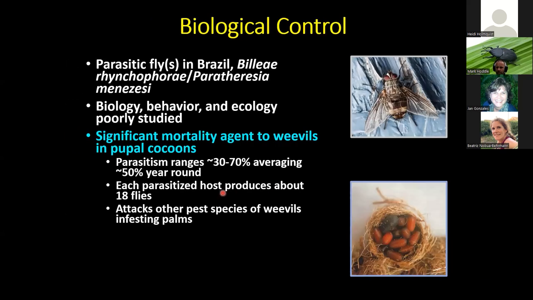Biological control is an option, and this is something we were very excited about. There's a parasitic fly in Brazil that can kill up to 50% of these palm weevil larvae each year. Parasitism ranges from about 30 to 70%, depending on the time of year. The fly larvae get into these pupal cases. They feed on the prepupa and the pupa, and you can get up to 18 flies coming out of one South American palm weevil cocoon. That's a great ratio. You kill one weevil, you get 18 flies out.